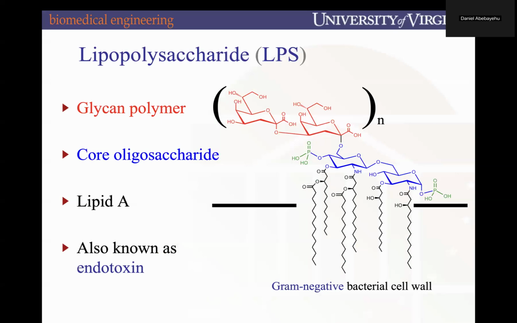Lipopolysaccharide, or LPS. It is a marker that is on the surface of the bacterial cell wall that is present on specifically gram-negative bacteria. Again, it's also referred to as endotoxin. So whenever you hear endotoxin, think LPS, think that it binds to TLR4 and that it's a potent activator of innate immune cells.